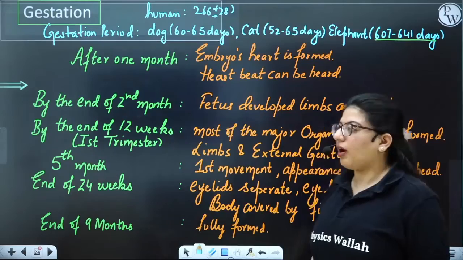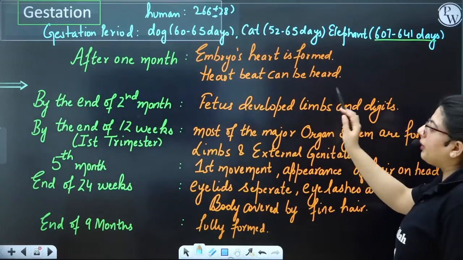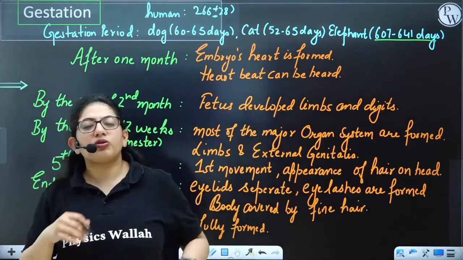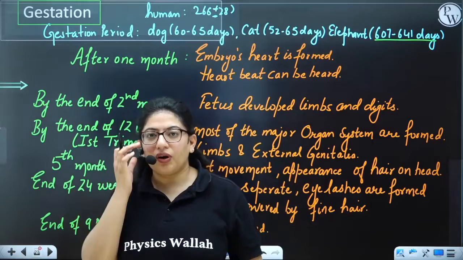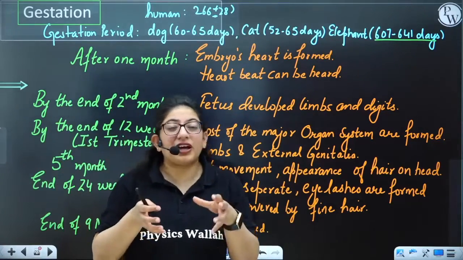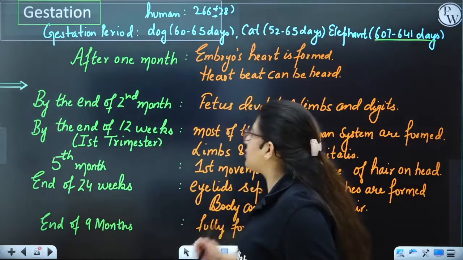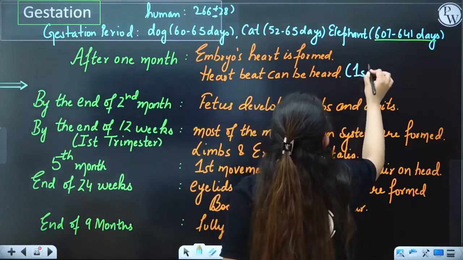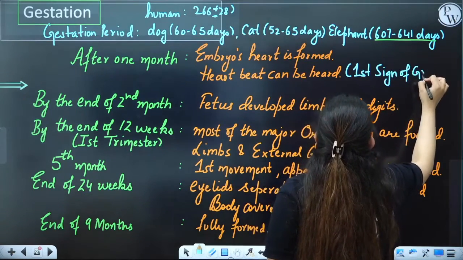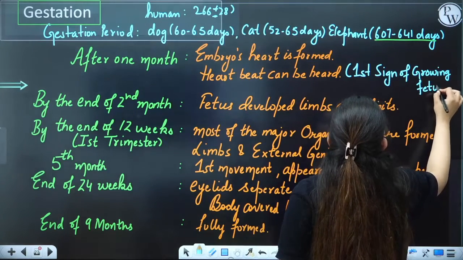So now what happens after 1 month? After 1 month, the embryo's heart is formed and heartbeat can be heard. After the 1 month of pregnancy, the embryo's heart is formed first of all, and the heart starts to beat. And you can actually hear the sound with the help of a stethoscope. Yes, and that's the first sign of a growing fetus. So what's the first sign of a growing fetus? That you can hear the heartbeat.